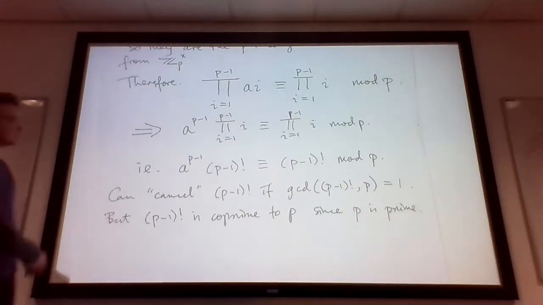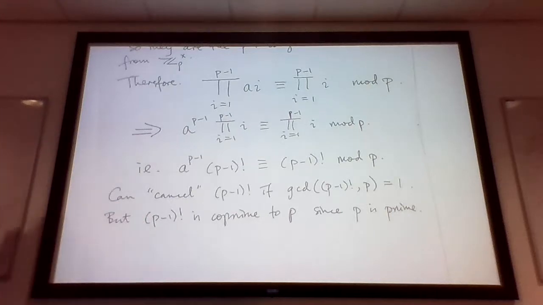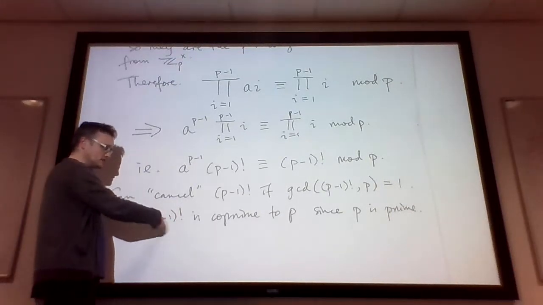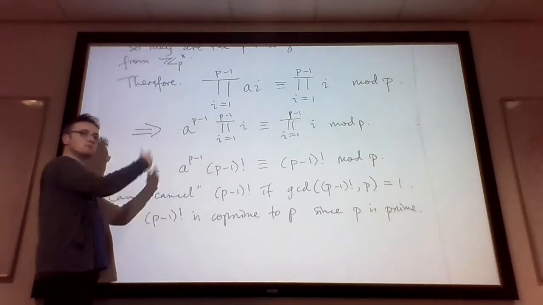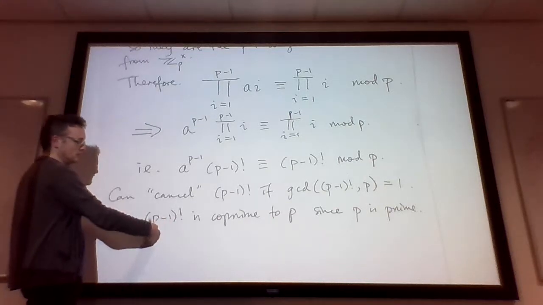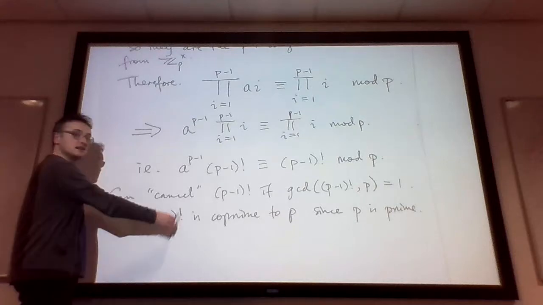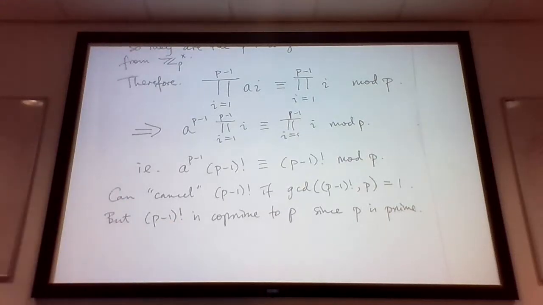If p wasn't a prime number, then n minus 1 factorial will most of the time not be co-prime to n. Because if n has loads of factors, then you'll be multiplying those factors when you look at the factorial. But p doesn't have any factors apart from itself and 1. So when you multiply all the numbers together between 1 and p minus 1, there's no p here.